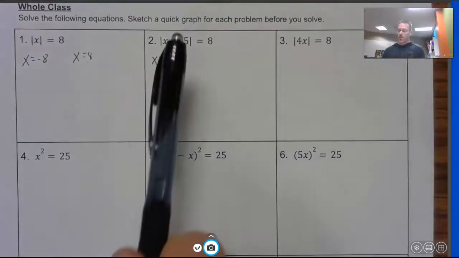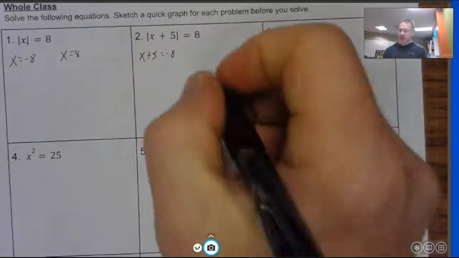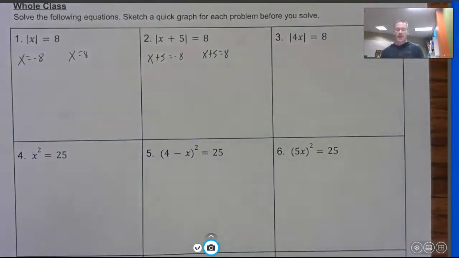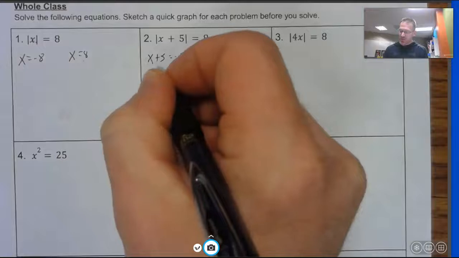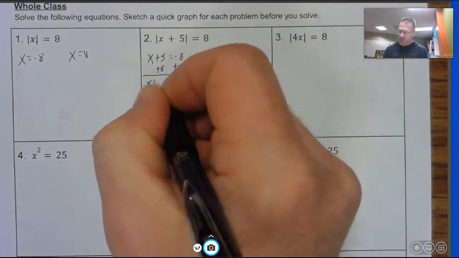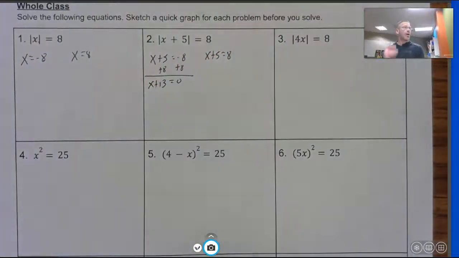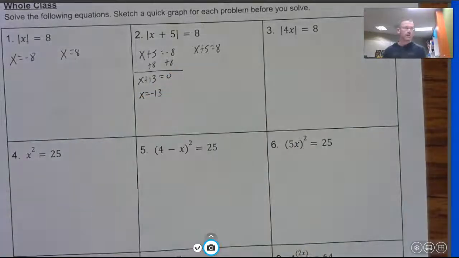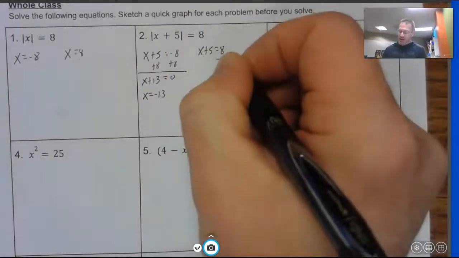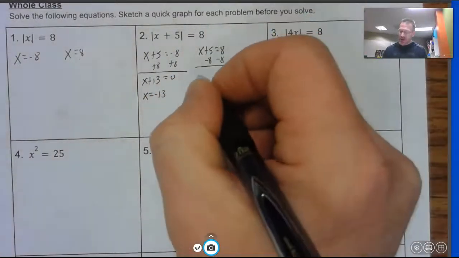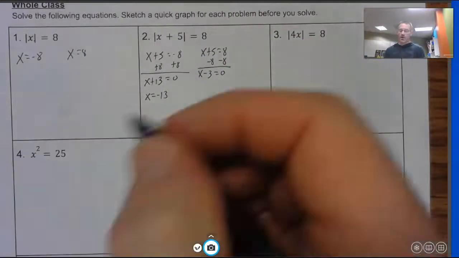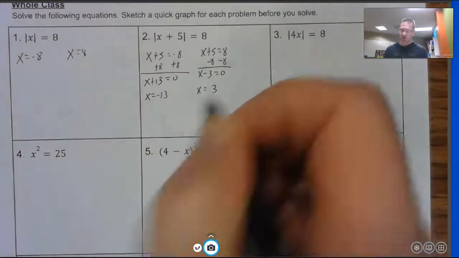Okay. What could be positive 8? x plus 5 could be positive 8. All right. And then I can add 8, get this equal to 0. So x plus 13 is equal to 0. What plus 13 is 0? Negative 13. Okay. Subtract 8 to get this equal to 0. Subtract 8 here to balance it. x minus 3 is 0. What minus 3 is 0? 3. So x is equal to 3. So there's our two solutions.